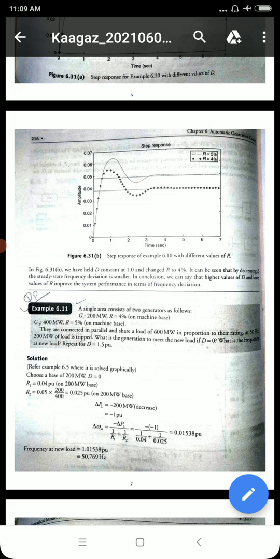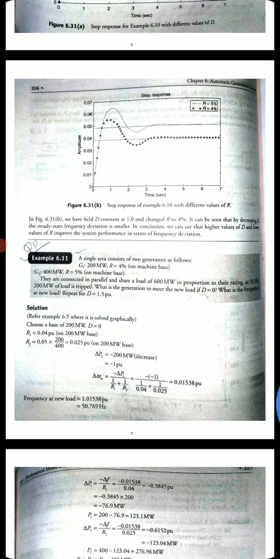What is the generation to meet the load if D is 0, and what is the frequency at the new load? Repeat the same thing for D equal to 1.5 per unit. So the problem will refer graphically to the previously solved one. Initially we'll choose the base of 200 megawatt with D equal to 0.